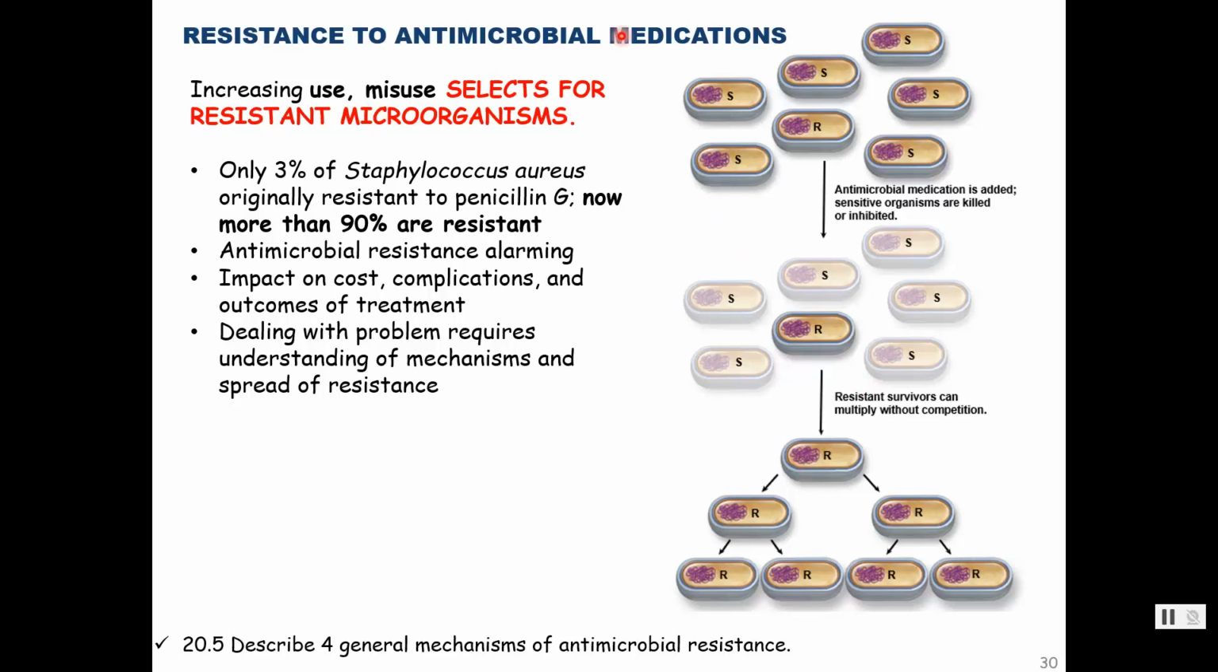Looking here, this shows the progression: only 3% of Staphylococcus aureus originally were resistant to penicillin G. Now about 90% of the strains are resistant, and like I said, it's growing at an alarming rate. We're going to look at some impact on cost, complications, and outcomes of treatment. Dealing with these problems requires understanding the mechanisms and spread of resistance, so of course we're going to look at that.